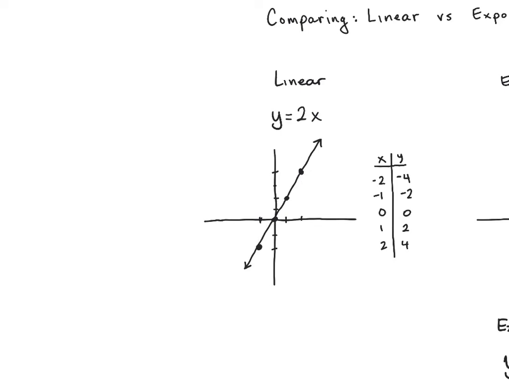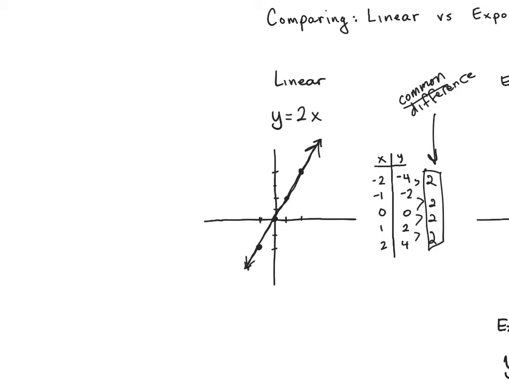Now, if we look here at this table of values, when x is negative 2, y is negative 4. When x is negative 1, y is negative 2. If we look at the difference in y values, the difference between negative 4 and negative 2 is 2. The difference between negative 2 and 0 is 2. The difference between 0 and 2 is 2. The difference between 2 and 4 is 2. In between terms of a linear function, there's a common difference. And the key here is it's a common difference. It's the same difference every time, which is what generates this line or this function that increases at the same rate.